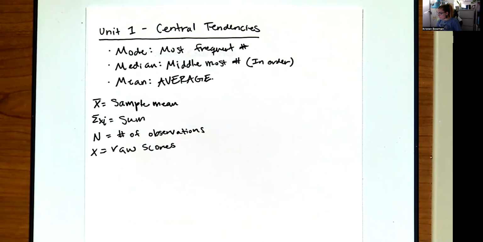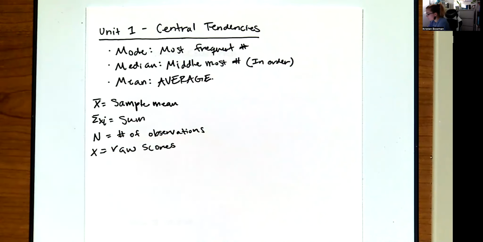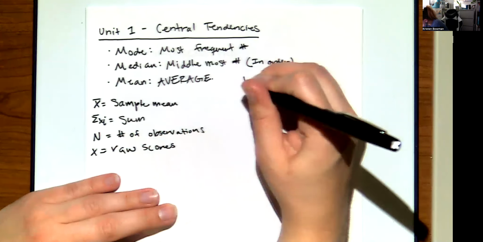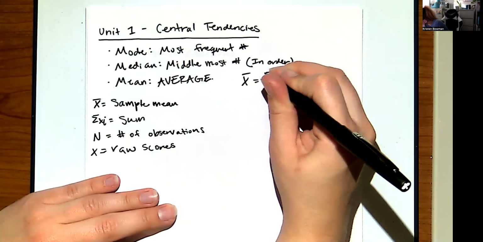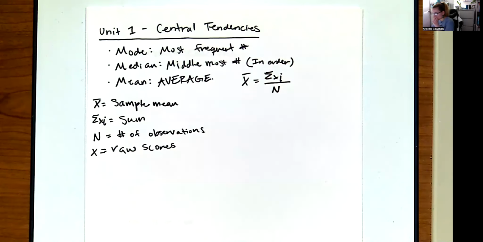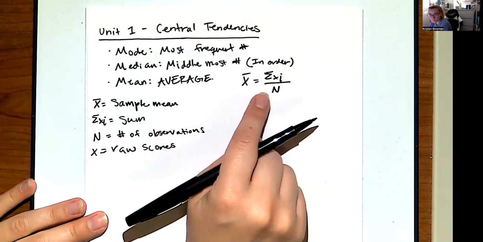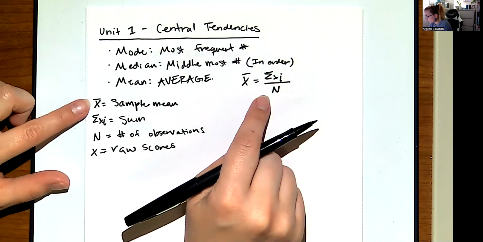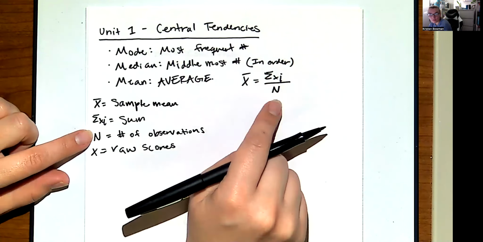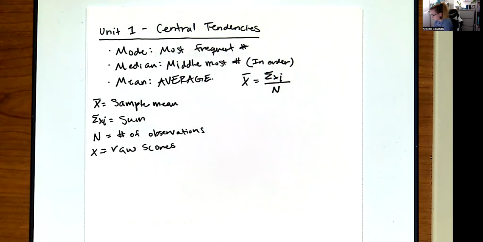So here are all of our pieces, all of our parameters. Now let's look at the equation. We've got X bar equals the sum of the Xi's over N. We have all of those pieces right here. We have our X bar, the sum, the number of observations, and I threw in raw scores, which I'll show you in just a moment.